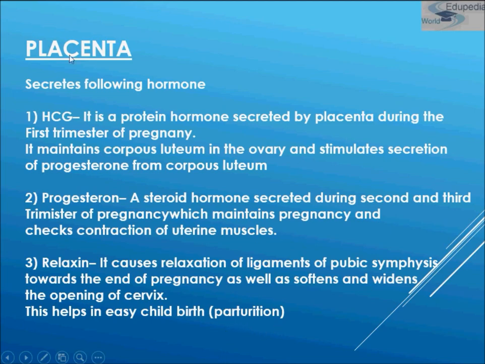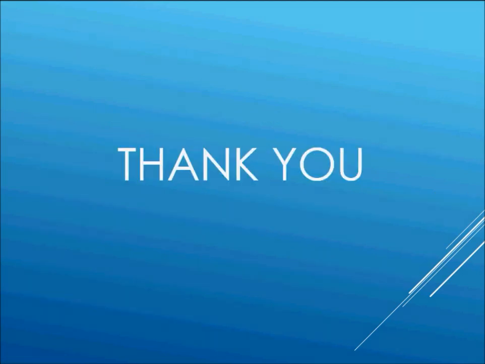Okay. So far we studied that the placenta secretes three hormones: human chorionic gonadotropin, progesterone, and relaxin. So this was all about the hormones of the gastrointestinal tract, heart, kidneys, and placenta. In my next section of the presentation, that is the 14th section of the chemical control and coordination chapter, we will be studying the mechanism of hormone action, or how hormones act as messengers and regulators.